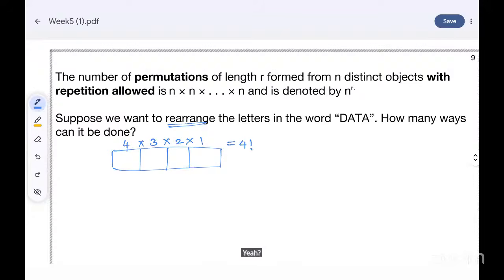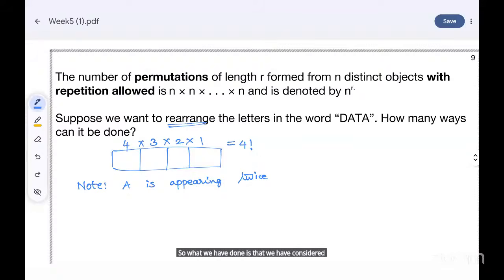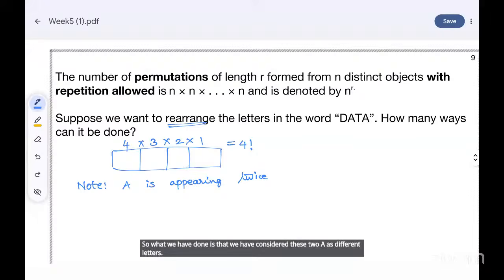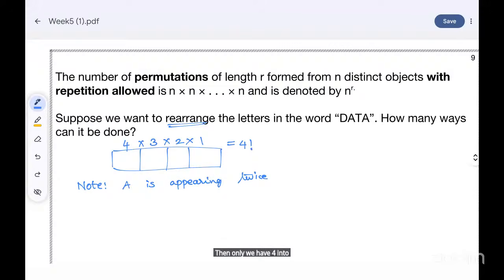So 4 factorial ways. But there is something you need to take care of here. There are letters repeated, so divided by 2 factorial. A is appearing twice. What we have done is that we have considered these two A as different letters. Then only we have 4 into 3 into 2 into 1, right?